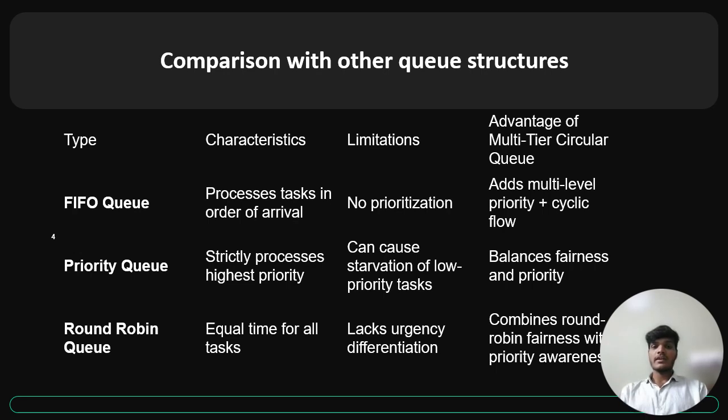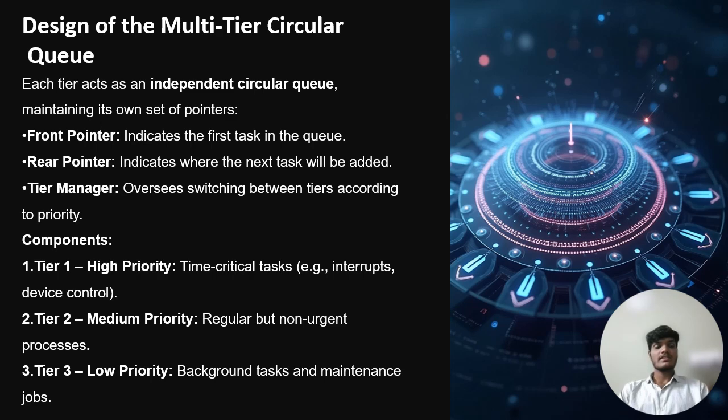Here, the advantage of the multi-tier circular queue compared to FIFO is that it adds multi-level priority plus cyclic flow. Priority queue: it strictly processes the highest priority first. It can cause starvation of low priority tasks, while the multi-tier queue balances fairness and priority. Round robin queue: equal time for all tasks and lacks urgency differentiation, while the multi-tier queue combines round robin fairness with priority awareness.